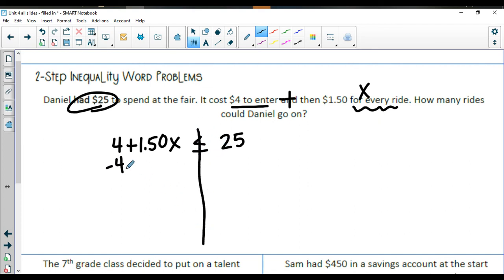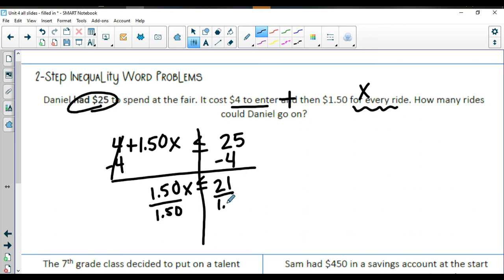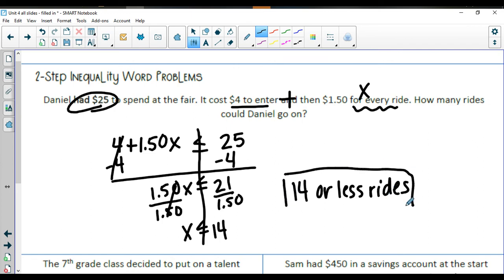So we're going to go ahead and subtract the 4 on both sides because we're going to figure out x, how many rides he can actually ride. So $1.50x is less than or equal to 21. And then we're going to go ahead and divide through by $1.50. And we get x is less than or equal to 14. So Daniel can go on 14 or less rides, or we could say 14 or fewer rides or anything along those lines, but we need to put some words to it. We're not just going to leave our inequality symbol here.